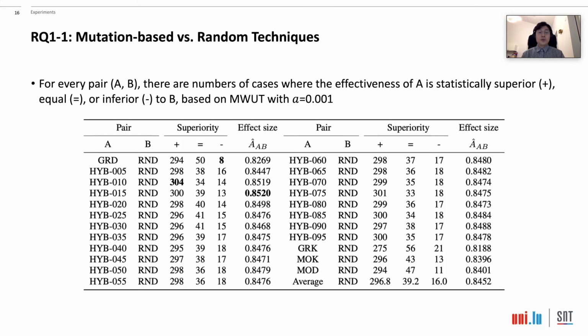This is the first result for RQ1, specifically for the comparison between mutation-based and random techniques. The column pairs show the two compared techniques, and the column superiority shows the number of cases where the technique A is statistically superior, equal, or inferior to B. Recall that we have a total of 352 cases from the isolated faults. And the column effect size provides the average effect size value to present how much one technique outperforms the other on average.